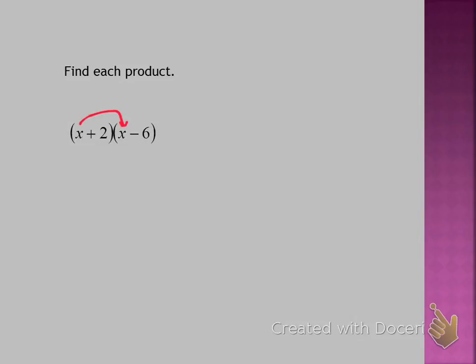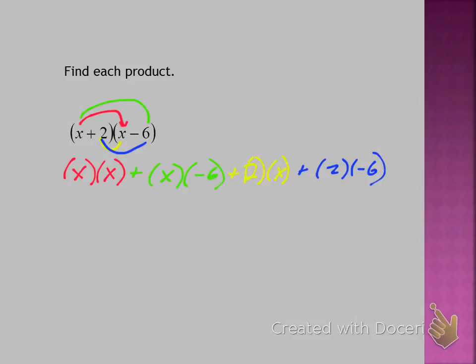Okay, you go x times x first. All right, I'm going to show all my work this time. Outsides is plus x times negative 6. Insides plus 2 times x. And then last ones plus 2 times negative 6. Okay, so first terms, outside terms, inside terms, last terms.